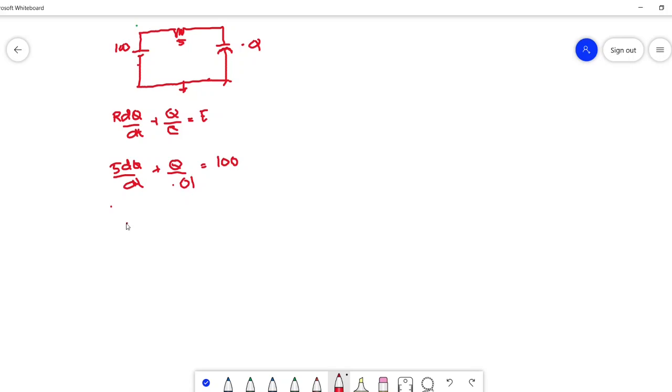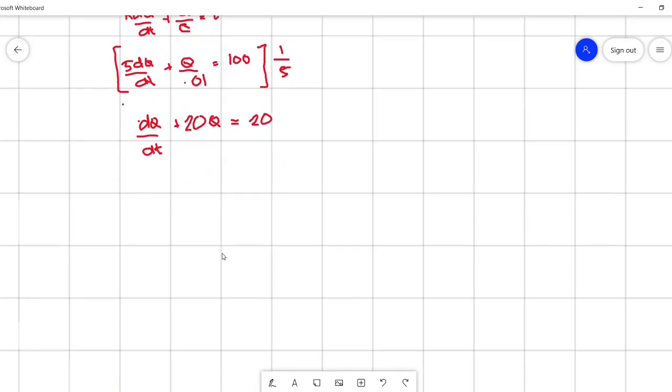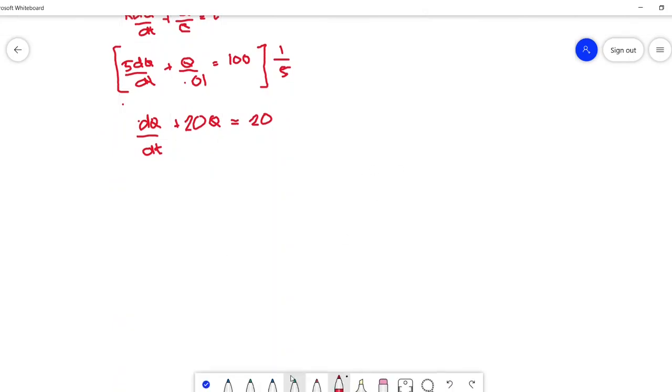So we can divide both sides by 5. So what we have left is dq over dt plus 1 over 5 times 0.01, which is just equal to 20q. 1 over 0.01 times 5 is equal just to 20. Then 100 over 5 is 20. So let's try to separate it first. So what we have left is here.